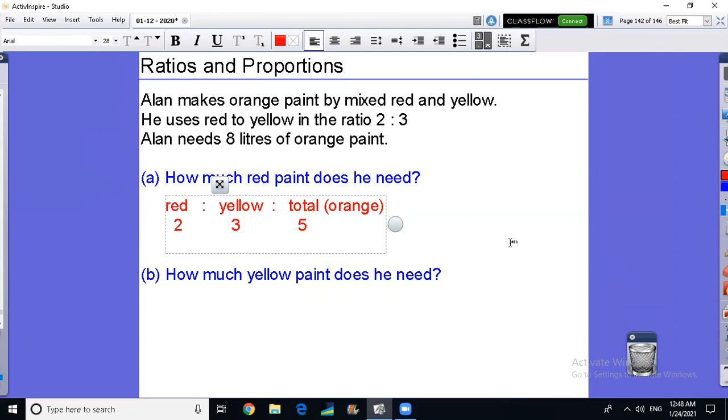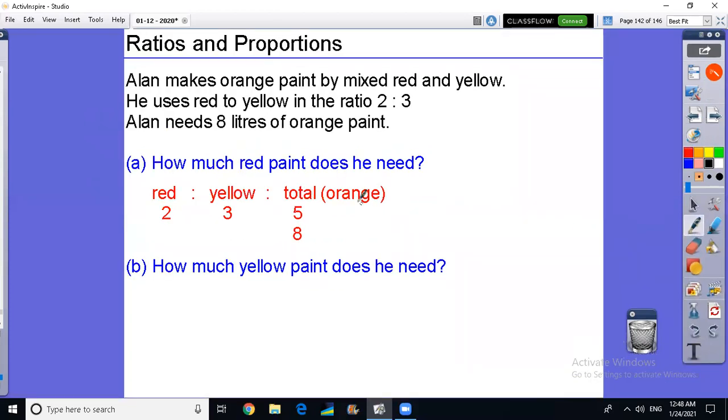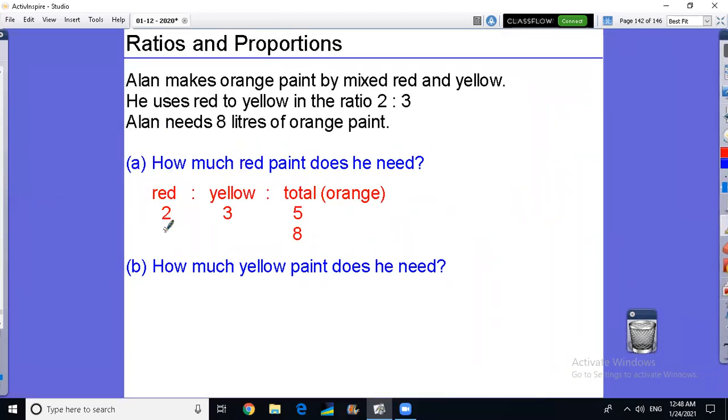The third line, which is about something that changes: Alan needs 8 liters of orange. Where am I going to put the 8? Under red? No. Under yellow? No. Under total? Yes, total is the orange here. He needs 8 liters of orange. What is the question here, mister? How much red paint does he need? So the question mark is here.